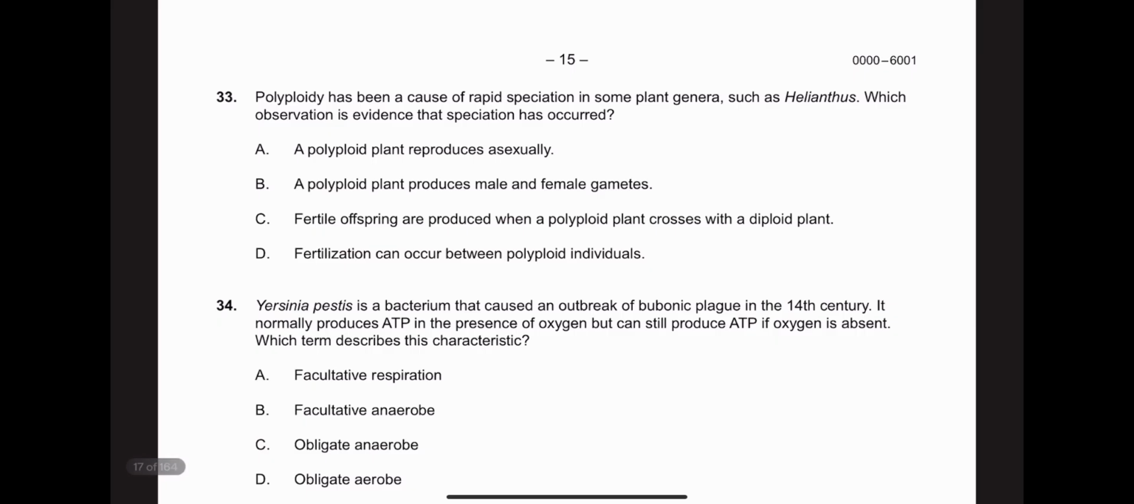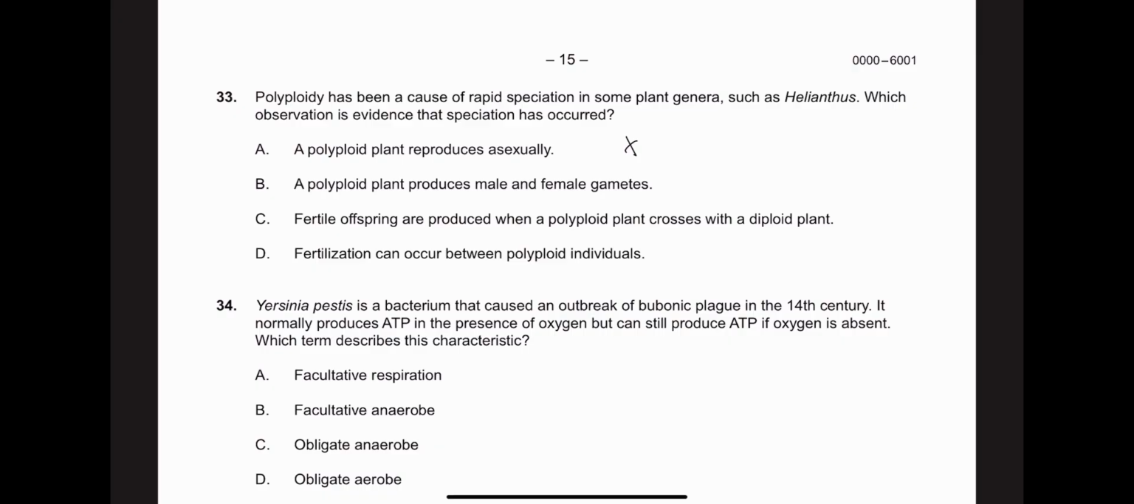33. Polyploidy has been a cause of rapid speciation in some plant genera, such as Helianthus. Which observation is evidence that it has occurred? So polyploidy, we know what polyploidy is. We know that we can get tetraploids, we can get triploids, we can get all kinds of ploids with polyploidy. So, polyploid plant reproduces asexually. No. It occurs due to an error in fertilization. A polyploid plant produces male and female gametes. No.